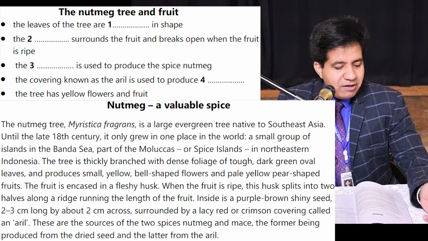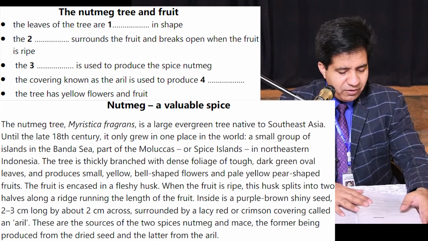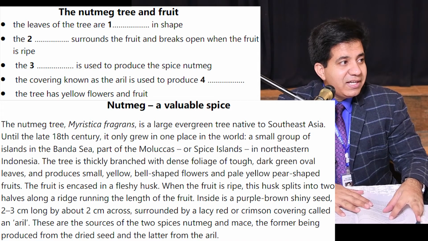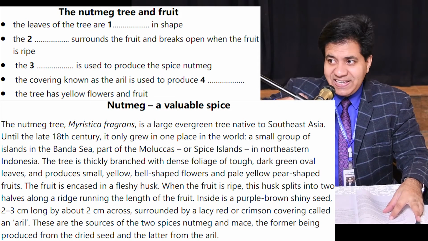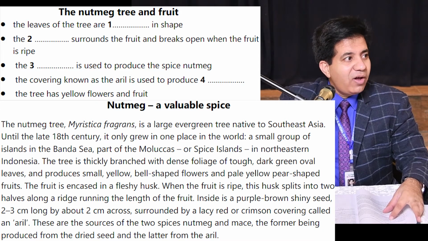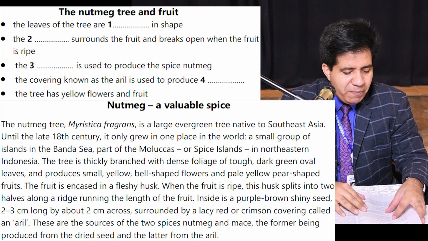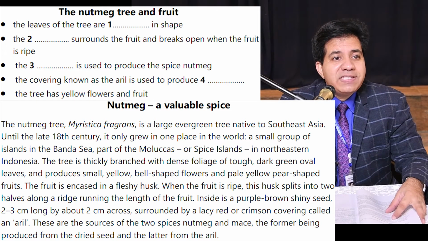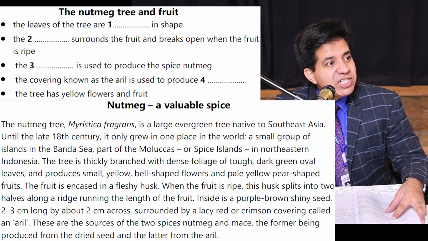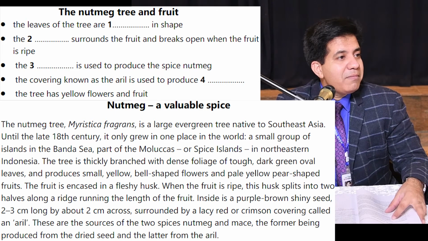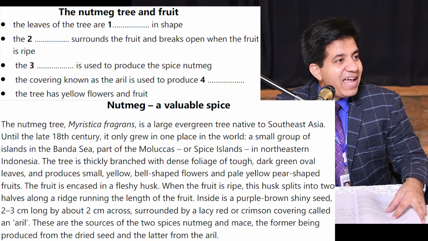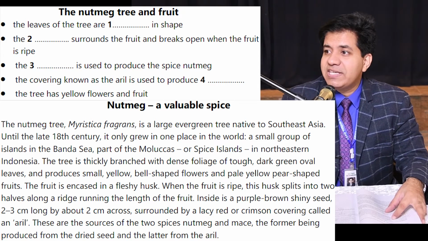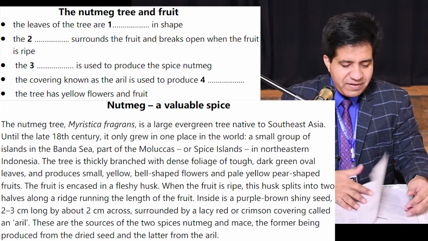Same first paragraph, yeah. And for surround, they have used the word encased. Encased means it's all covered. So the fruit is encased in a fleshy husk. What is the answer? Fleshy husk. Yes, that's right, exactly. Okay, well done, very good.